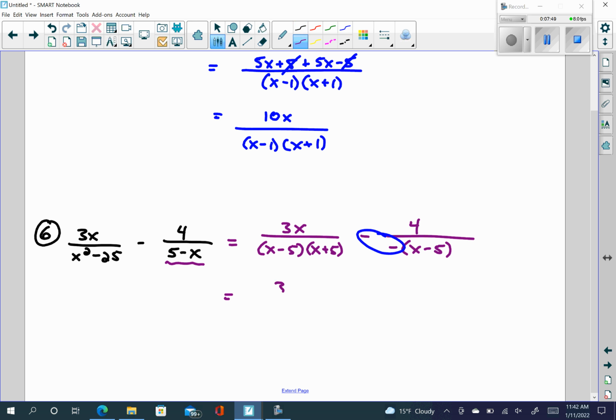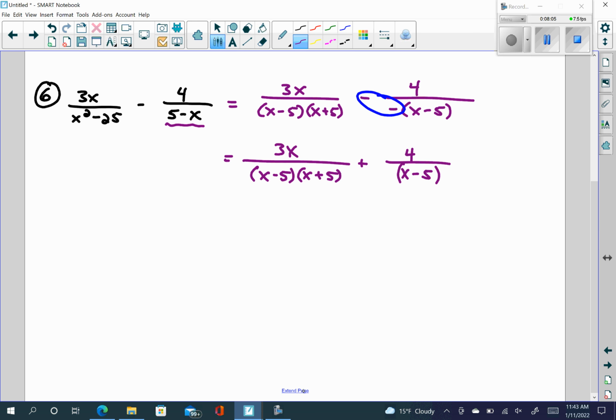So now this becomes 3x over x minus 5 times x plus 5 plus 4, because minus a negative will become a positive. And I could just move this negative out in front. 4 over x minus 5. And now it's a lot easier to determine the LCD. So my LCD, x minus 5 can go into this because they already have an x minus 5 in common. So my LCD is both of these, x minus 5, x plus 5.